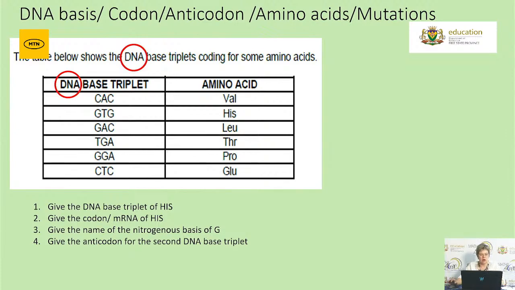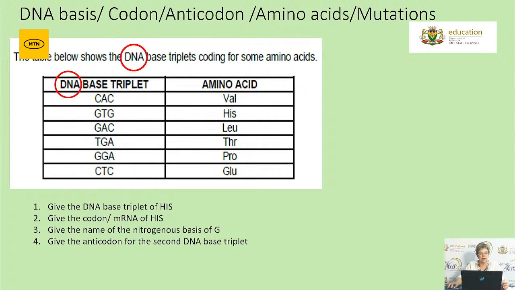Then they always ask something like giving a table, and they indicate the amino acids. You don't have to know the amino acids, but in this case, the table below represents DNA. So therefore, the red box is around DNA, the DNA base triplet. Sometimes they will say this is mRNA, then they will ask you to determine the DNA. So look at the table: what is the heading of the table? DNA or RNA or mRNA? So that is very important.